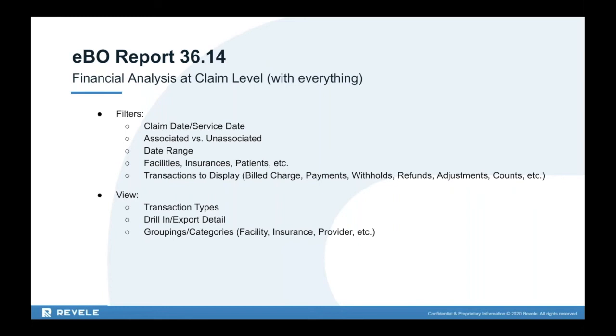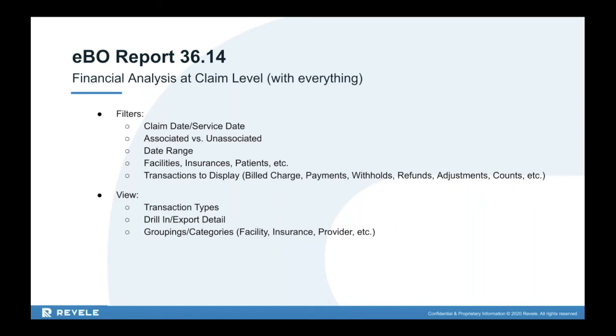It's best to explain the difference between associated versus unassociated by using an example. Say I'm running this report and I'm really wanting to look at payments and adjustments. If I set my claim date from August 1st to August 31st of 2020 and select associated, it's only going to show me payments and adjustments for claims that were created between August 1st and August 31st. If that's what I'm wanting to see, I definitely want to go with associated.